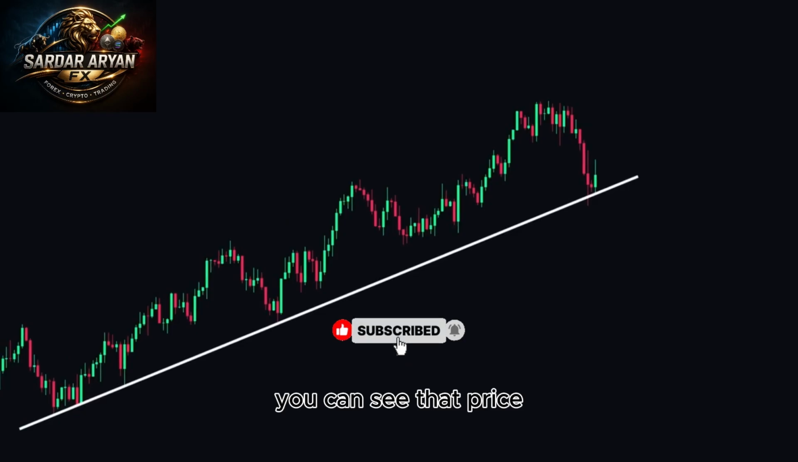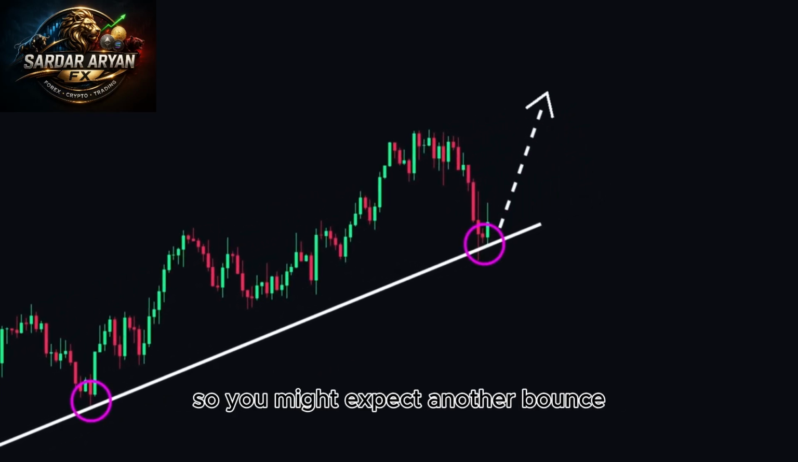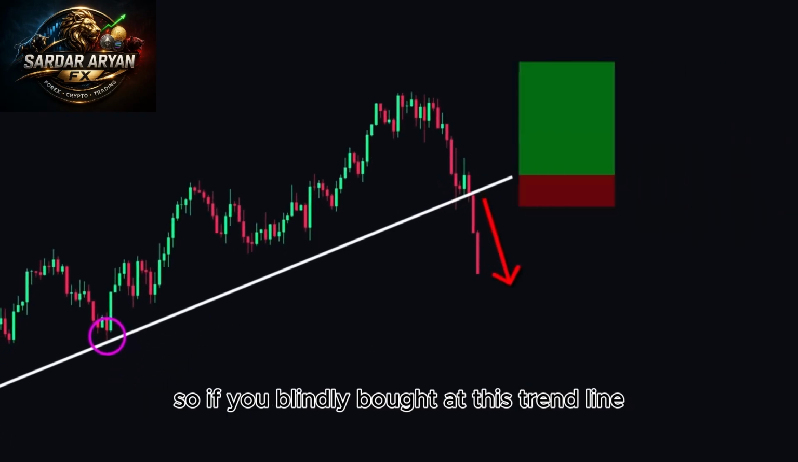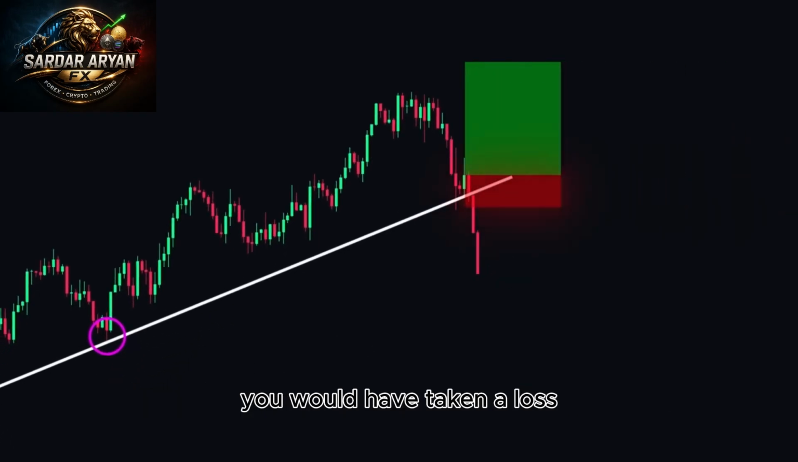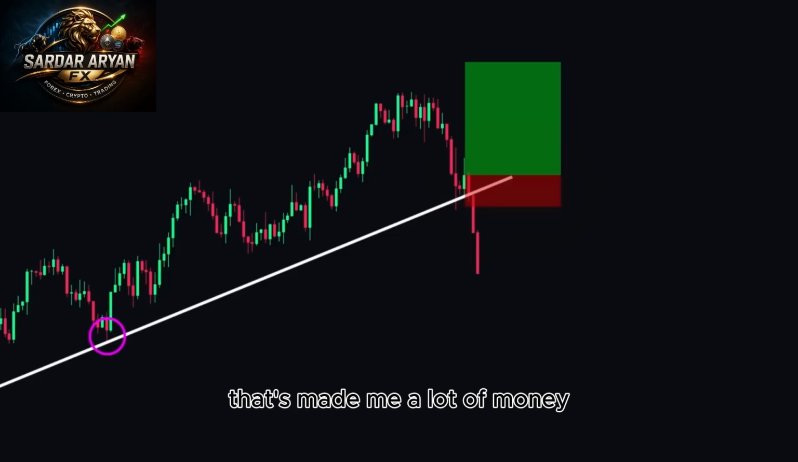Here, you can see that price has rejected the trend line in the past, and now it can be seen touching it again, so you might expect another bounce. However, instead of bouncing, price instead breaks right through. So if you blindly bought at this trend line, you would have taken a loss. And that's exactly why you need a better approach. So here's the strategy I use that's made me a lot of money.